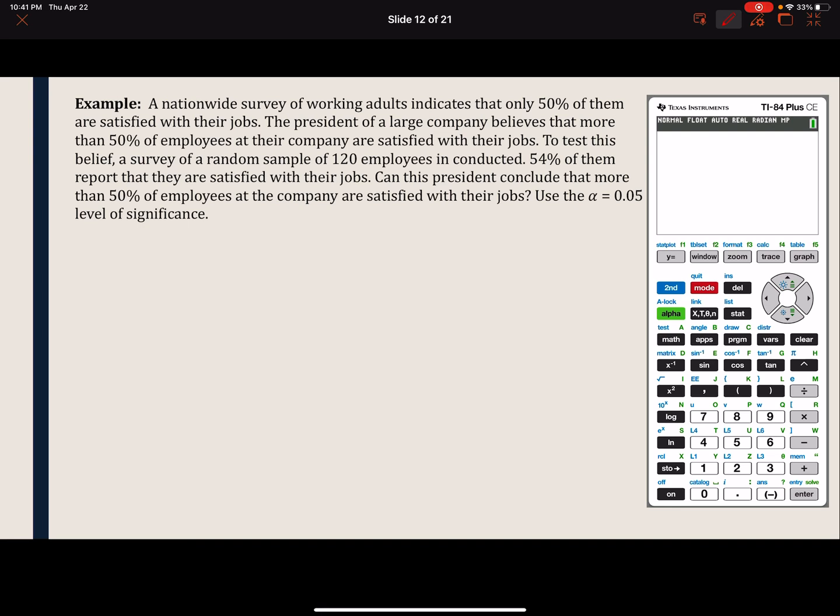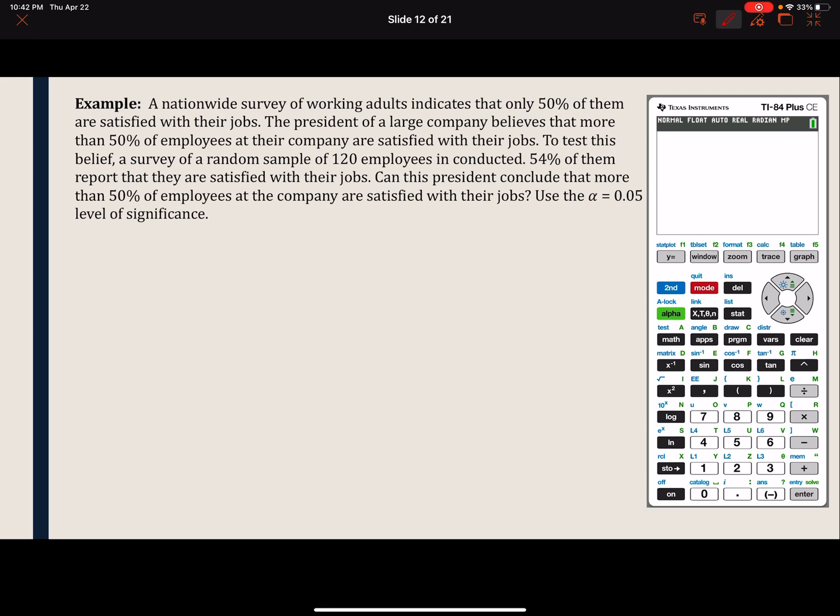This says a nationwide survey of working adults indicates that only 50% of them are satisfied with their jobs. The president of a large company believes that more than 50% of the employees at their company are satisfied with their jobs. To test this belief, a survey of a random sample of 120 employees is conducted. 54% of them report that they are satisfied with their jobs. Can this president conclude that more than 50% of employees at the company are satisfied with their jobs? Use an alpha level of 0.05.